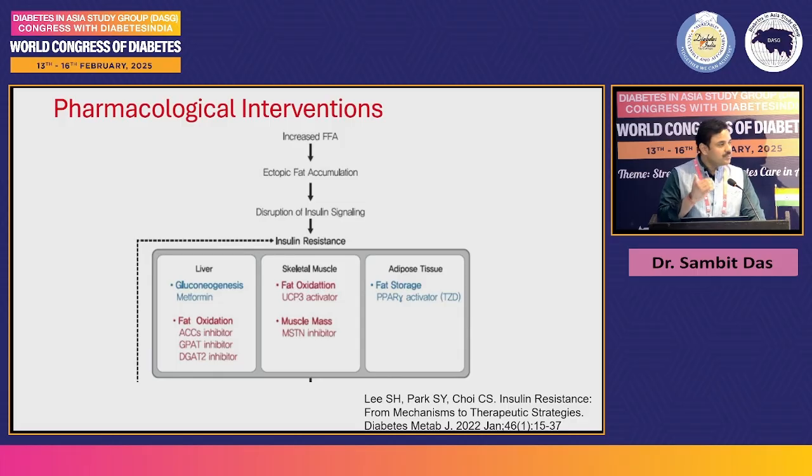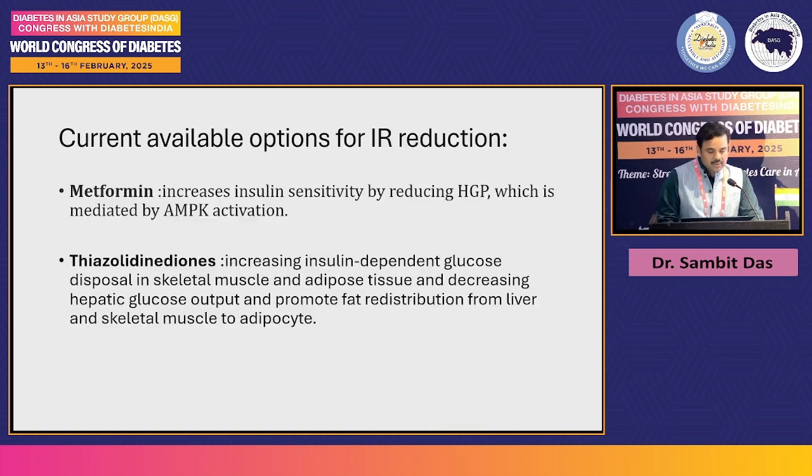But there are some other drugs which are in the pipeline, like those improving fat oxidation, like the acetyl CoA carboxylase inhibitors and the GPAT and the DGAT2 inhibitors. In the skeletal muscle, no proper drug has evolved, but UCP3 activation, or uncoupling protein 3 activator, is a very important drug which is in the pipeline. MSTN inhibitors for muscle mass are also in the pipeline.